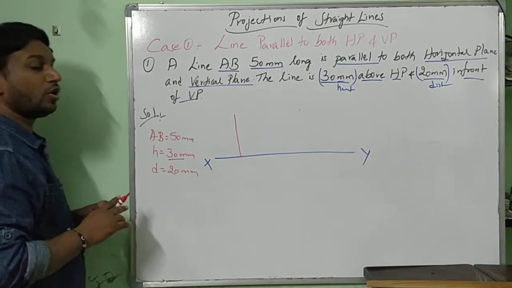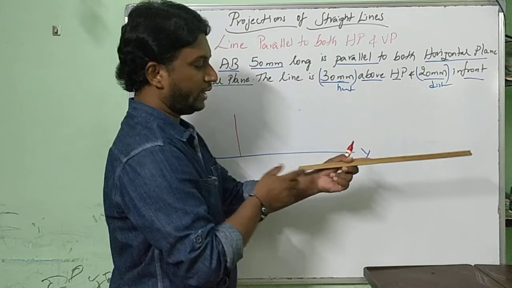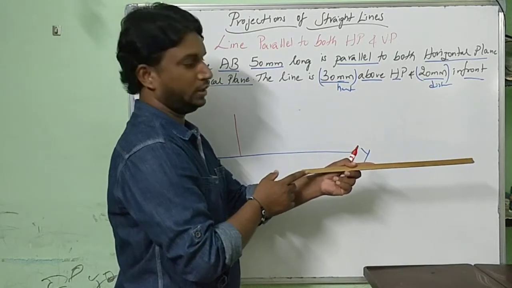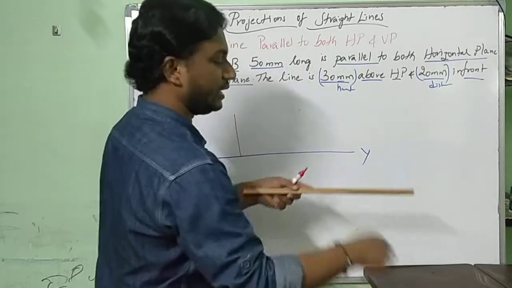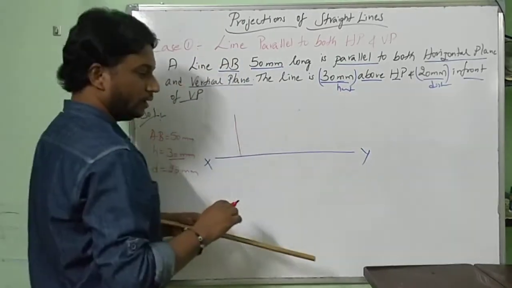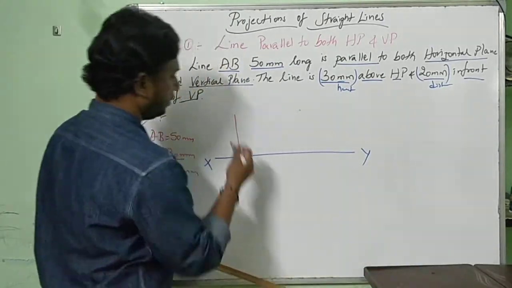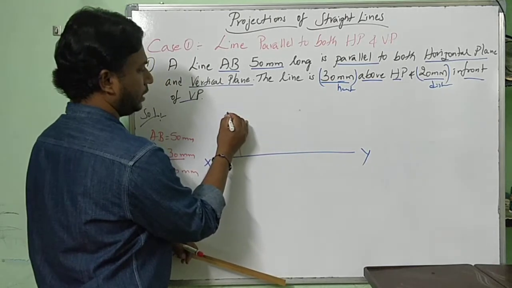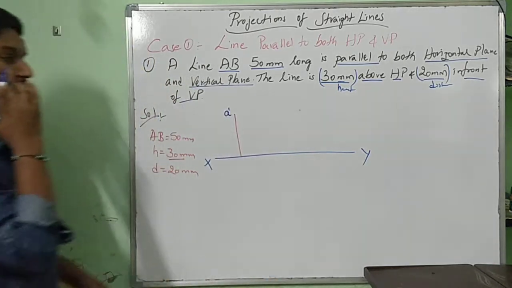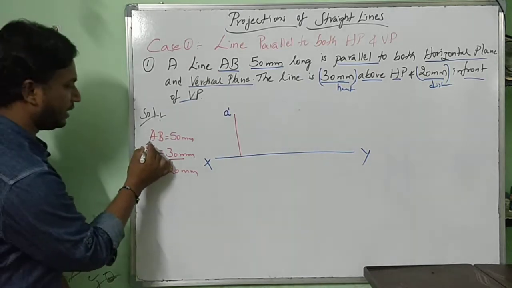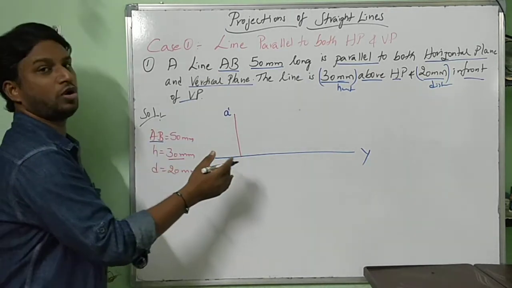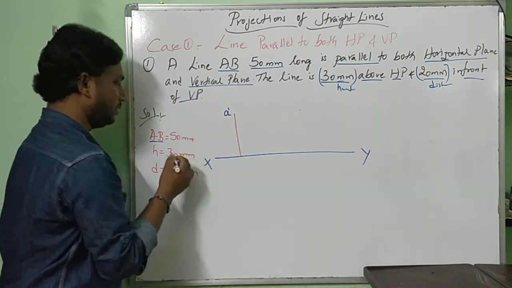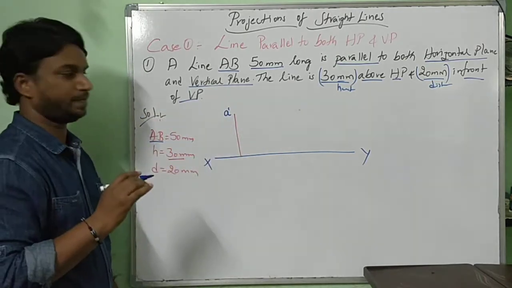For which point am I drawing this projector? End A point, right? End A. I can write a point here and denote it as A dash. See, the line given is capital AB. So whenever you draw the front view, the notation should be small letter and dash.